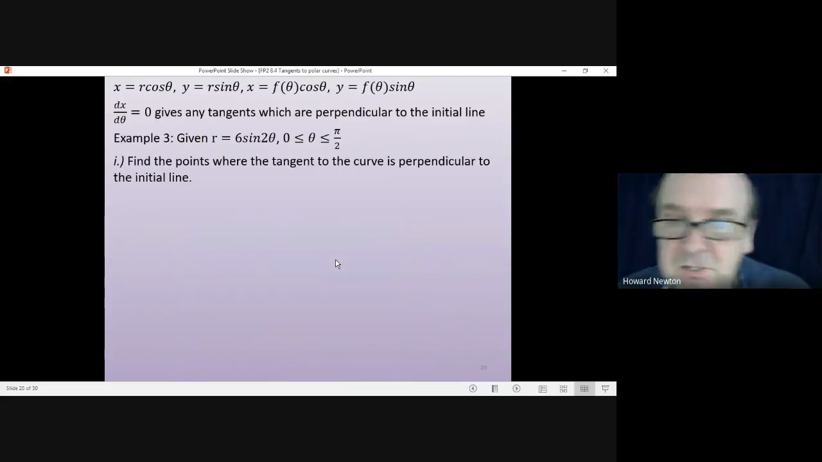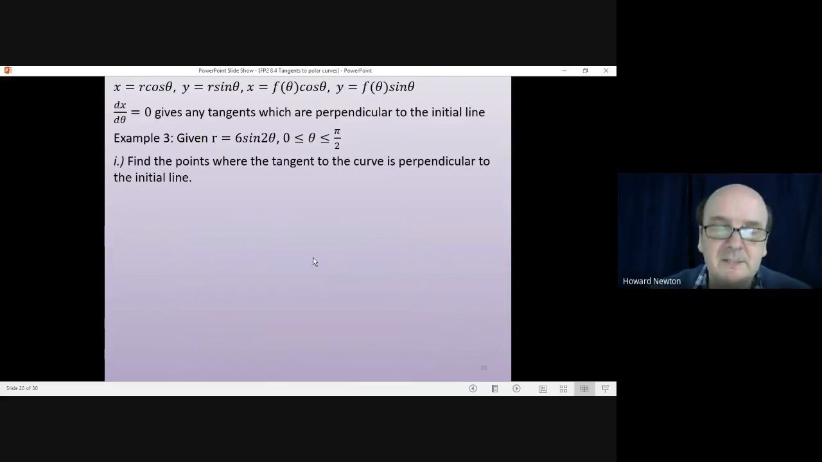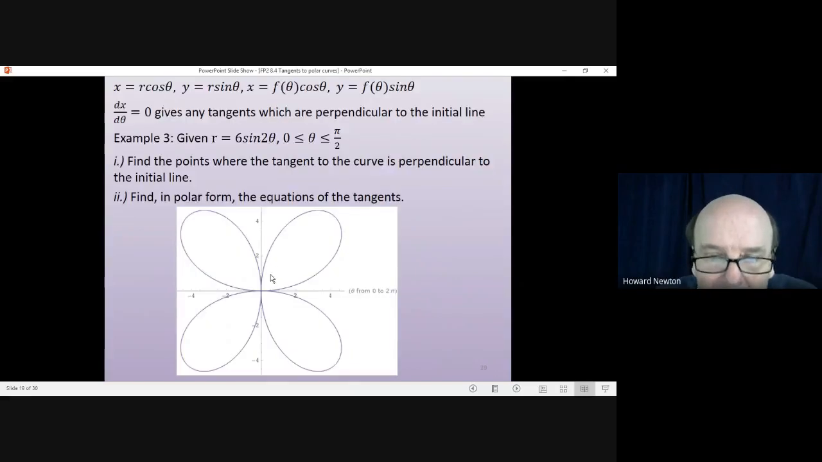Find the points where the tangent to the curve is perpendicular to the initial line. We'll just go back, and the tangent's going to be perpendicular at two places. So you can see the curve gets steeper and steeper as we go in towards the origin here. So at that point, we'll have a vertical tangent, and also here we'll have a vertical tangent. So that is what we're looking for.